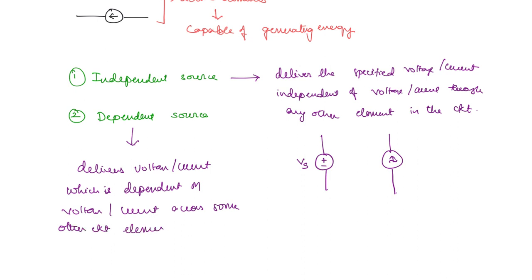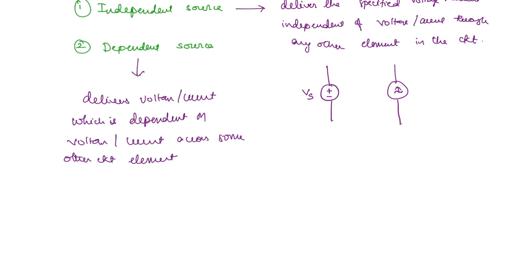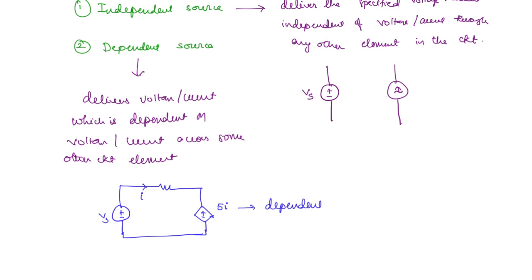For example, we will take an example here. This is an independent voltage source. Let us have a resistor here, and here you have another voltage source. If the current in this circuit is I, and let us say the voltage here is 5I, then this is called the dependent voltage source, because depending on this current, this is going to give voltage. The magnitude of the voltage supplied by this dependent source is 5 times I, and I is the current through the resistor. If you take it as R, it is the current through the resistor R.